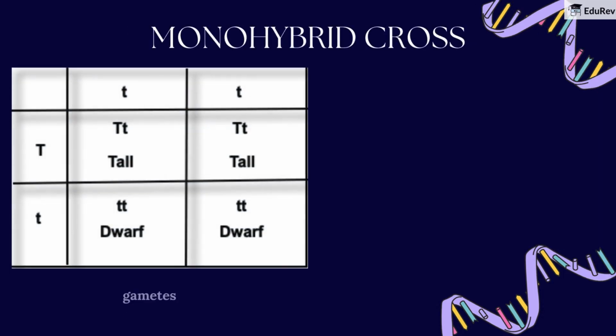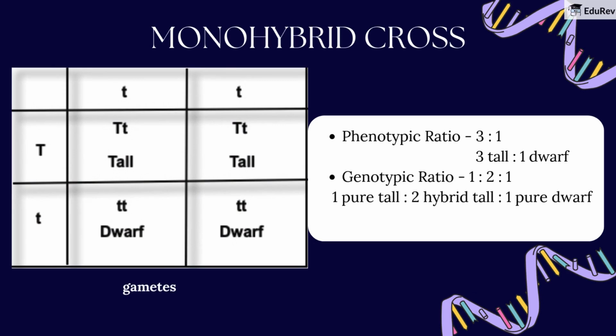In the monohybrid cross, the phenotypic ratio is 3:1, meaning there are 3 tall plants for every 1 dwarf plant. The genotypic ratio is 1:2:1, which means 1 pure tall, 2 hybrid tall, and 1 pure dwarf.